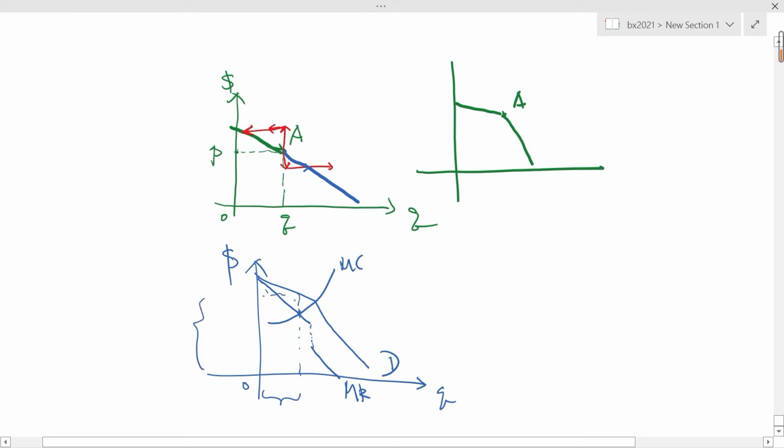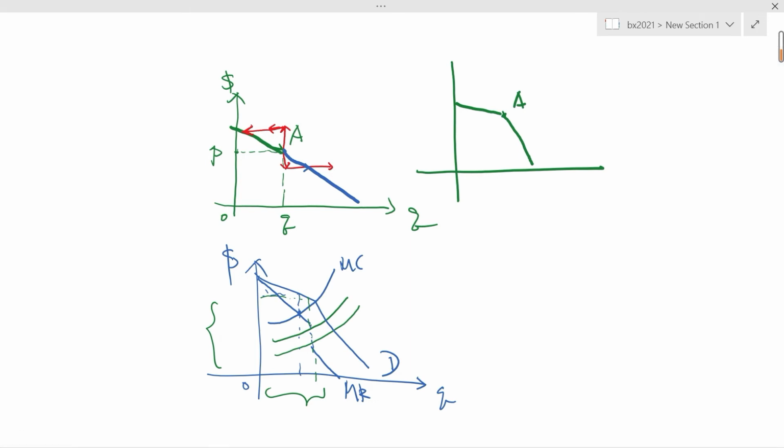If my MC is at this level or this level, so in between here, I'm going to produce this much output and charge this price. So when my marginal cost curve shifts within this range, the quantity I want to produce and the price I want to charge do not change, so we have price rigidity in this range. Okay, this is what we call the kinked demand model. Conceptually it seems fun. Unfortunately, there's little empirical support for this.